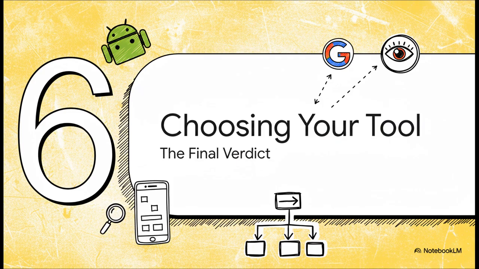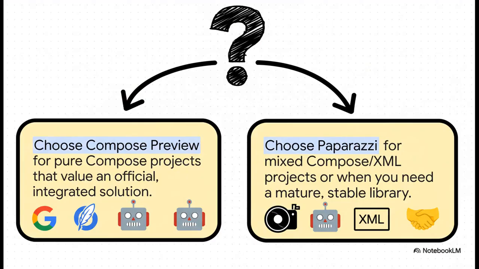So, after all that, how do you actually choose your tool? Let's get to the final verdict. Honestly, the decision tree is pretty simple. You should choose Compose Preview if your project is 100% Jetpack Compose, and you really value having an official, tightly integrated solution from Google. On the other hand, you should choose Paparazzi if you have a mixed code base with both Compose and XML, or if you just prefer a more mature, stable, and battle-tested library right now.